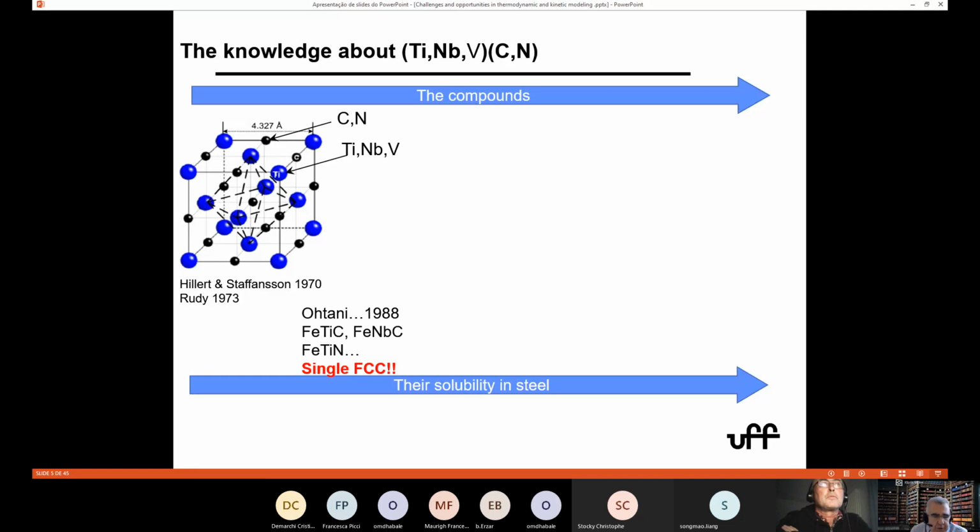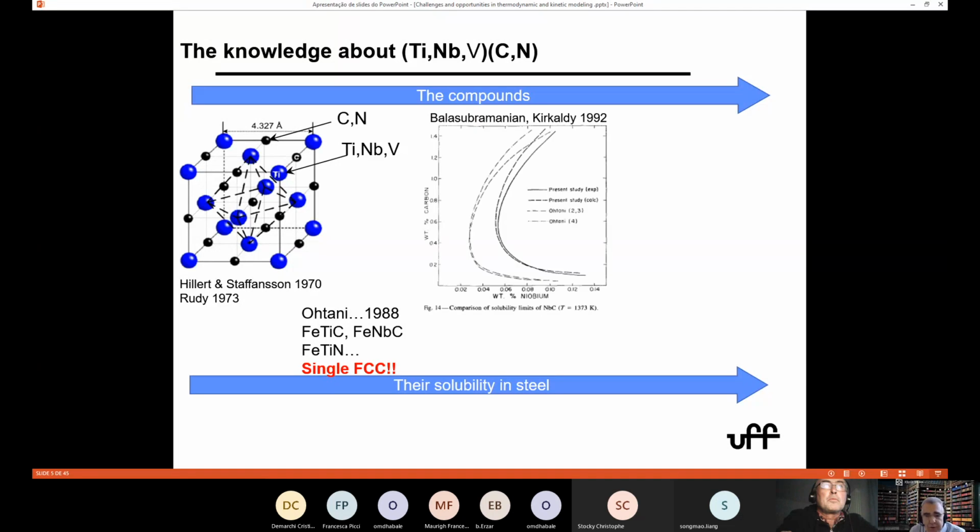And then Hiroshi Ohtani was the first one, in 1988, to publish a model using a single crystal structure to describe austenite and the carbonitrides of titanium, niobium, and so on. It was a big breakthrough because it enabled CALPHAD to handle all the solubilities. You don't have just a single compound called NbC anymore; you have a variable composition compound. Of course, the problem was that Hiroshi had some errors in his experimental data, because, as you all know, in industry it's not easy at all to measure the solubility of these things.